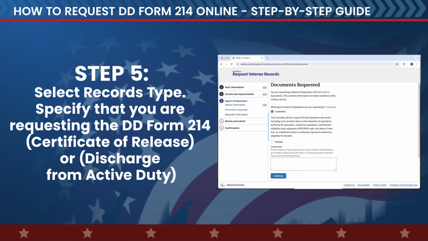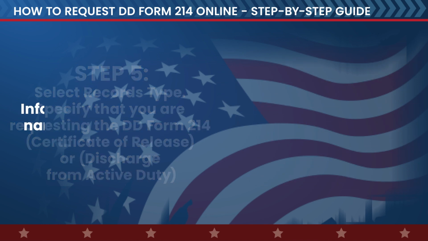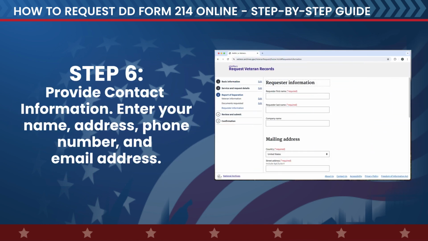Step 5. Select records type. Specify that you are requesting the DD214, Certificate of Release or Discharge from active duty. Step 6. Provide contact information. Enter your name, address, phone number, and email address.